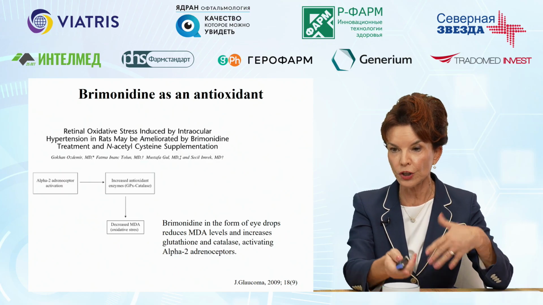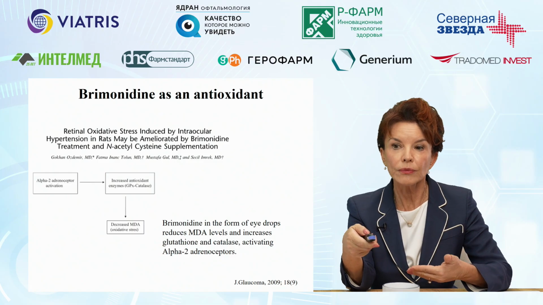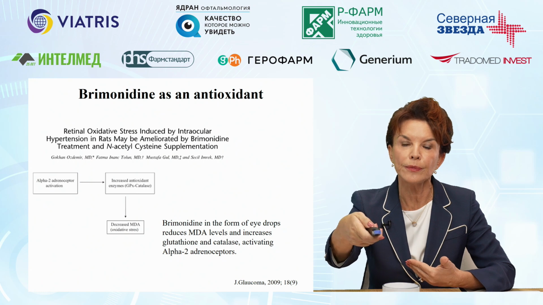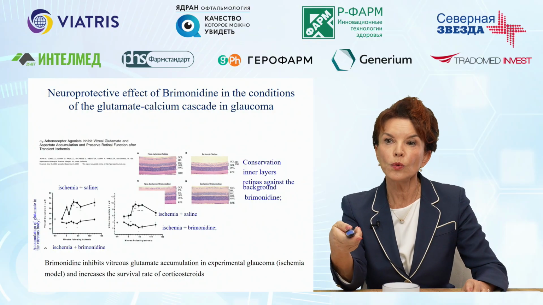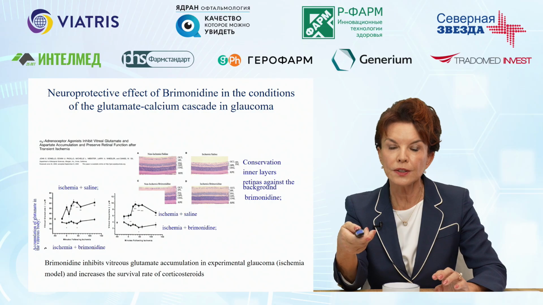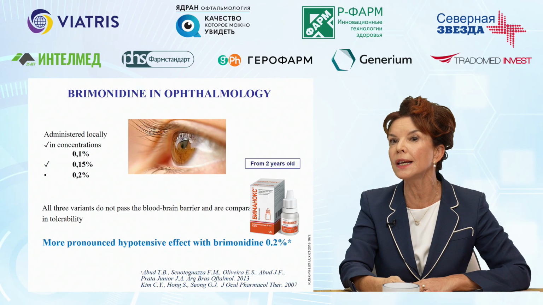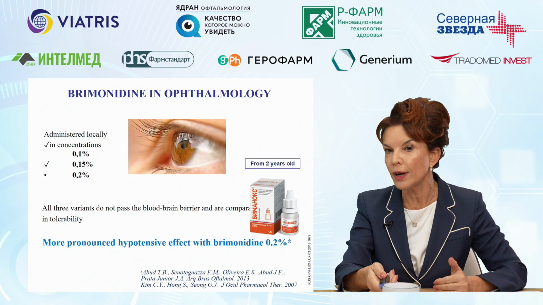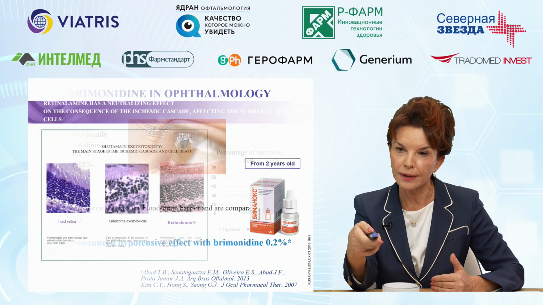Also, antioxidant properties were shown in brimonidine because it increases internal antioxidant activity, glutathione levels specifically, and preserves tissues under the effect of oxidative stress, reducing the level of malondialdehyde. That's why it was shown that brimonidine preserves the survival of internal layers of the retina, and we know the direct neuroprotective properties of brimonidine. Brimonox, which is a generic, could be considered today a direct neuroprotector, not only hypotensive treatment.